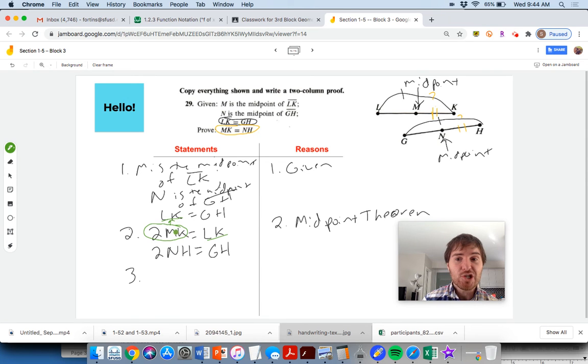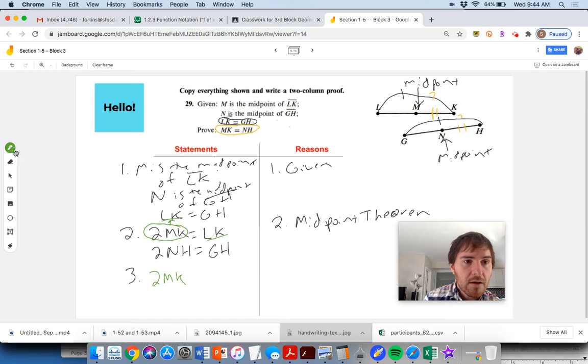Well, it's not transitive, it's substitution. We're taking something that LK is equal to and substituting it into this equation here. Look, we have LK is equal to GH, and 2MK is equal to LK. Those are 4 individual statements being made in these 2 equations. So this is going to be substitution. We're going to substitute 2MK in for LK in this top equation here.